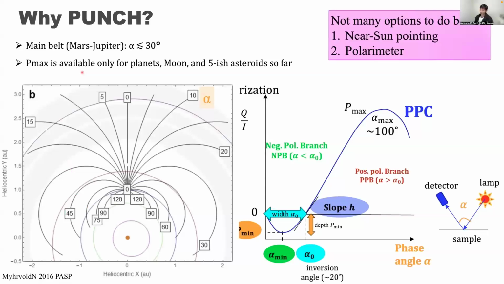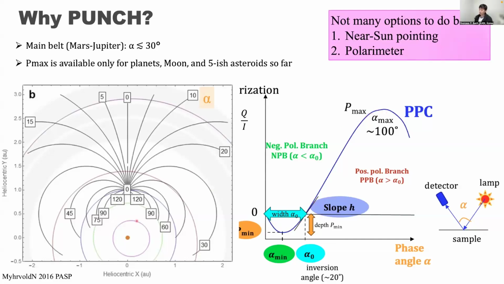But before that, why PUNCH is interesting for this kind of observation. Most of the asteroids are concentrated between the Mars and Jupiter orbit. These are called main belt asteroids. Purely geometrically speaking, because of their orbit, it's very difficult to observe them at phase angle alpha higher than 30 degrees. So in this PPC, we can obtain the PPC only up to somewhere here. Above around P maximum, it's basically impossible.